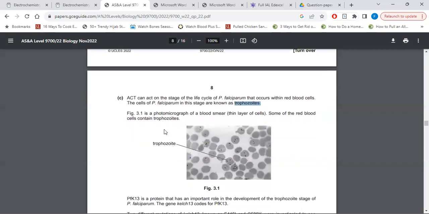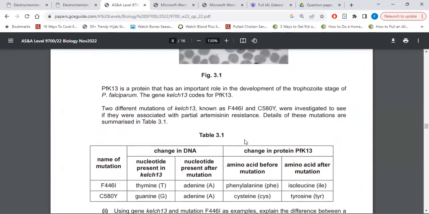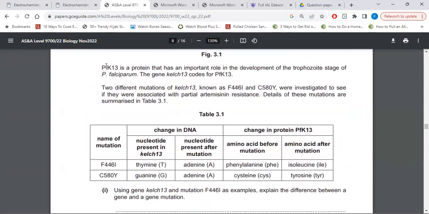Figure 3.1 is a photomicrograph of a blood smear. Some of the red blood cells contain trophozoites, and they've labeled it for you, so you see these small ring-like structures. These are all your pathogens. Now, they're saying PFK13 is a protein. So we are automatically going to be highlighting points as I read the question. So this is easy for you and me to solve.